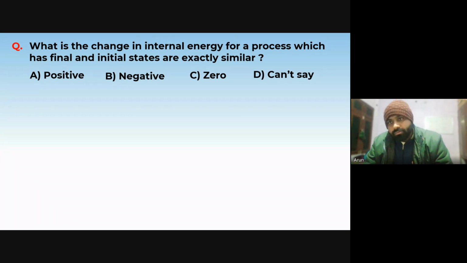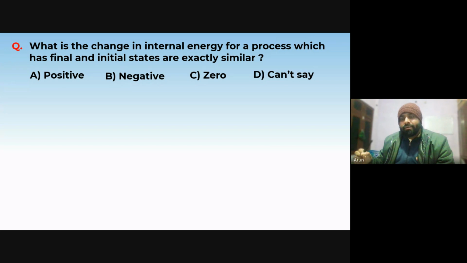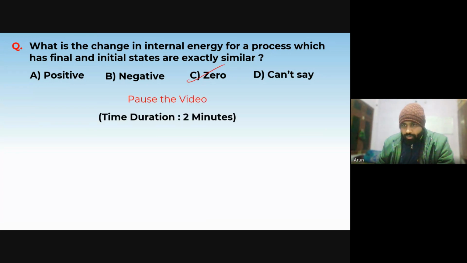So you two have got it right, because internal energy is a state function. It does not depend on how you have reached that state. What is the final state? That is the concern. And in this question, the final and initial state are the same. So there will be no change in the internal energy. We get back to where we started. So option C is the correct option. Very good. So it is for both of you.